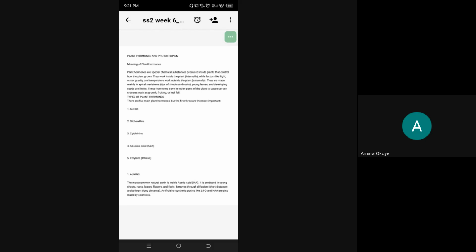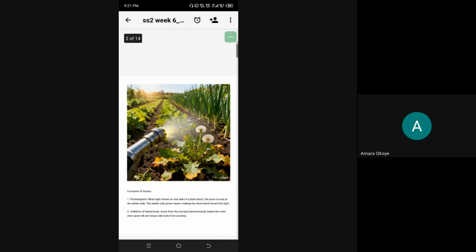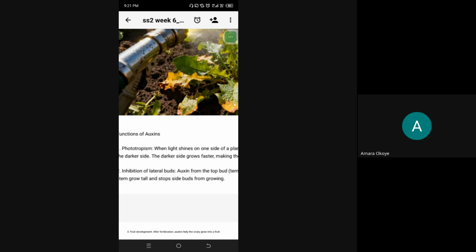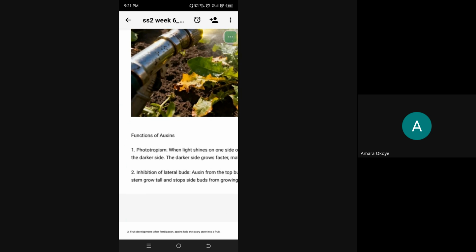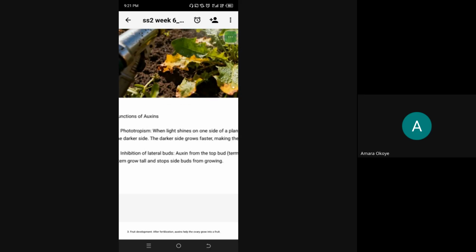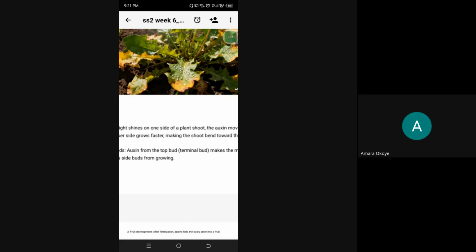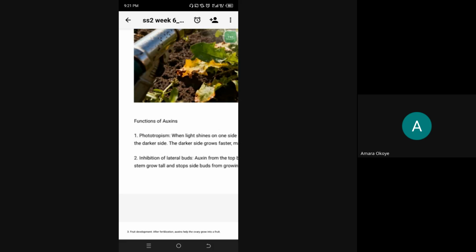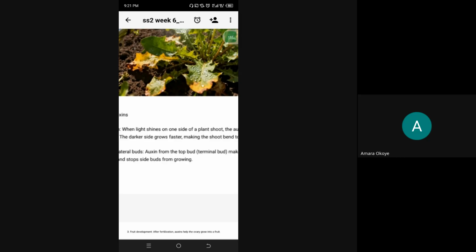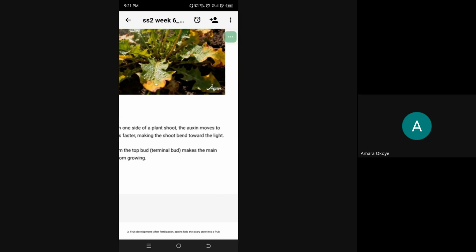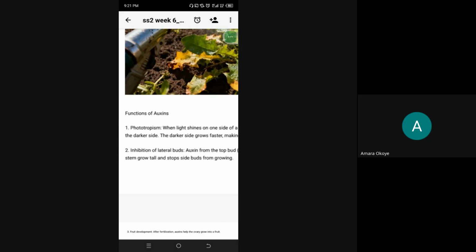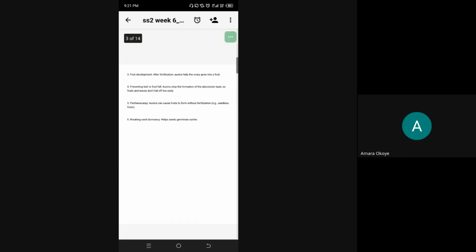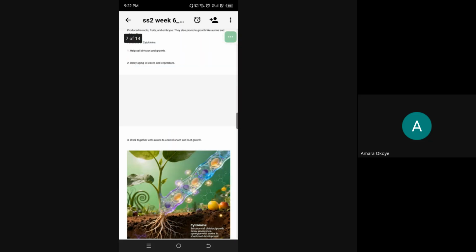So that 2,4-D, I've already told you, can be used as a herbicide to kill certain weeds. Now, functions of auxins. Number one, phototropism. When light shines on one side of the plant shoot, the auxin moves to the darker side. The darker side grows faster, making the shoot bend towards the light. Do you understand that point? I want to use a diagram to explain it.